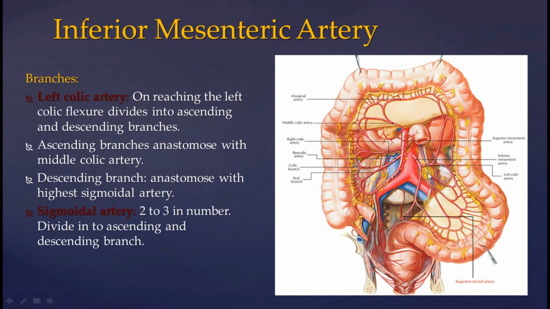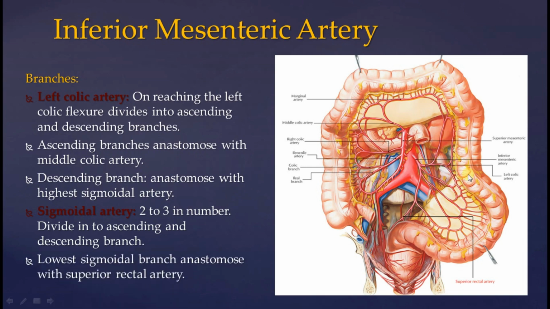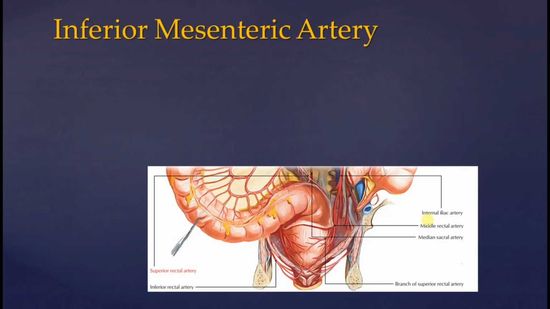Sigmoidal arteries are usually 2 to 3 in number. They divide into ascending and descending branches. The lowest sigmoidal artery anastomoses with the superior rectal artery. Lowest sigmoidal branch will anastomose with the superior rectal artery. So that is the left colic artery and the sigmoidal arteries.